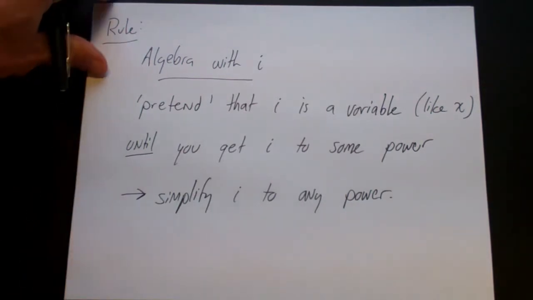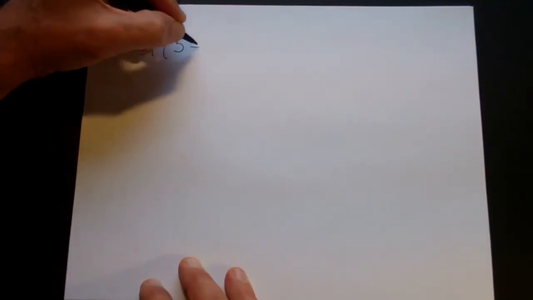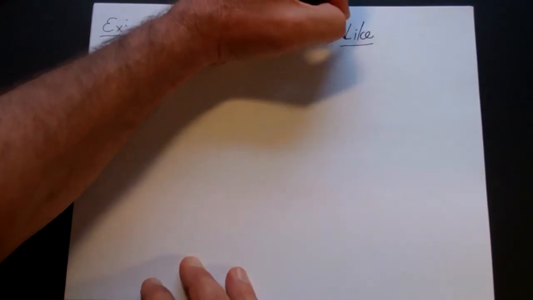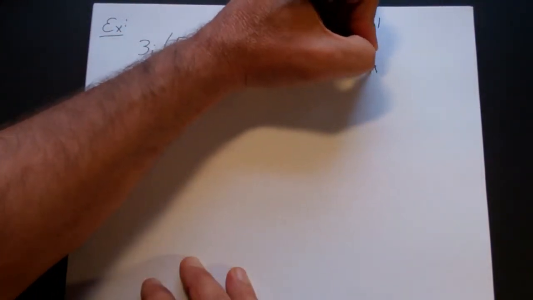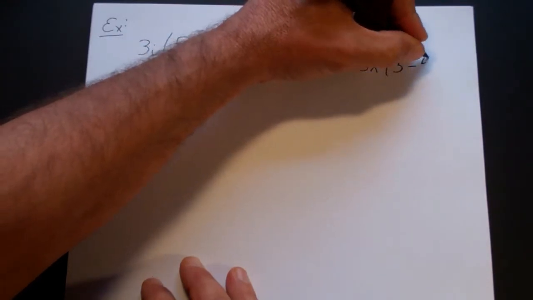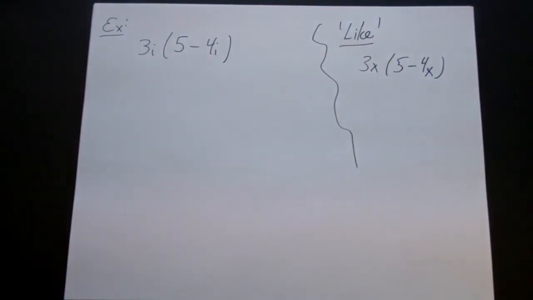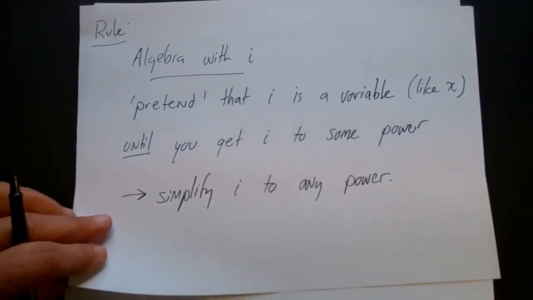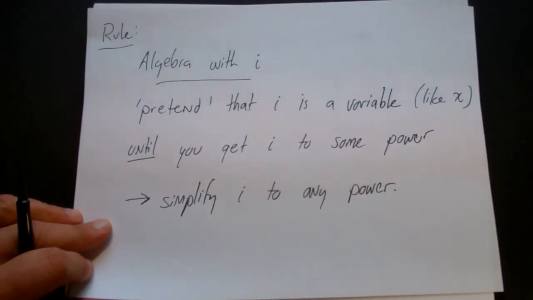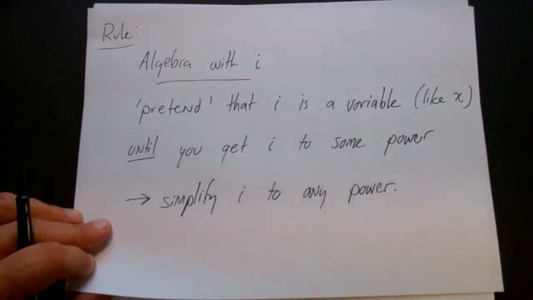So let's look at an example. The first example, let's do a multiplication problem. So let's do 3i times (5 minus 4i). Notice that this is very much like the problem 3x times (5 minus 4x). It's not exactly the same. How it's different is this has i in it and that has x in it. But let's look at our rule. Algebra with i is that we pretend that i is a variable like the x until we get i to some power. And then once you get i to some power, you're going to simplify i.